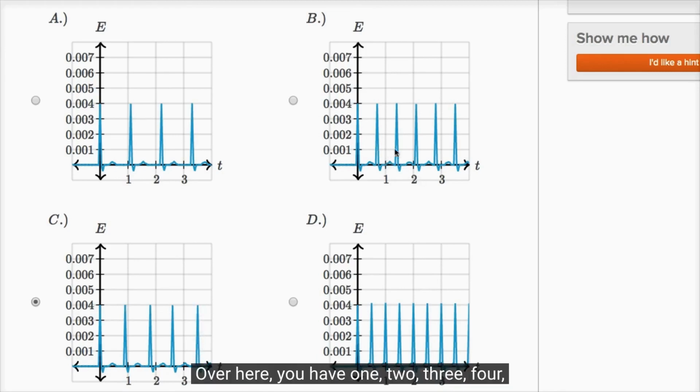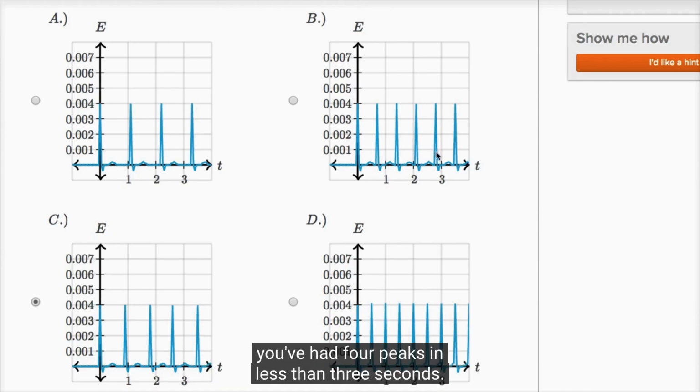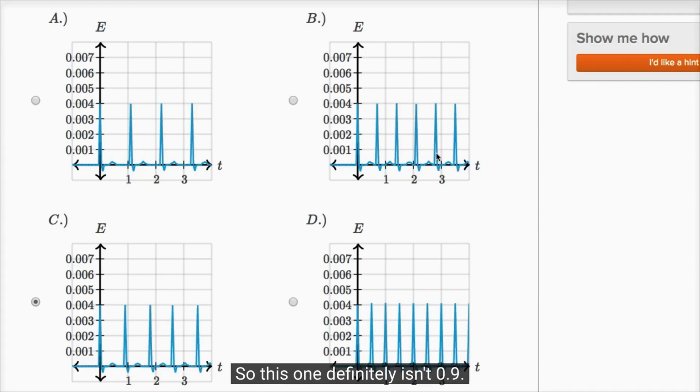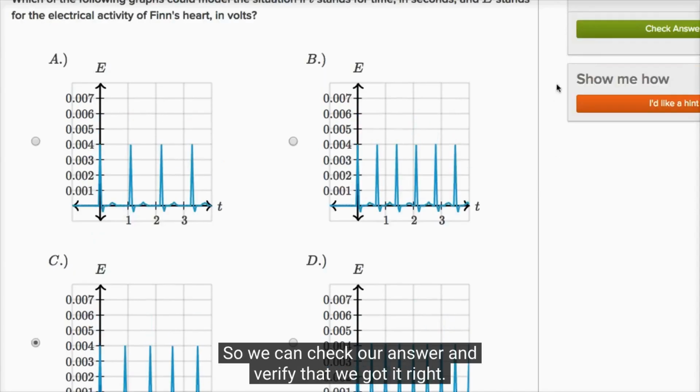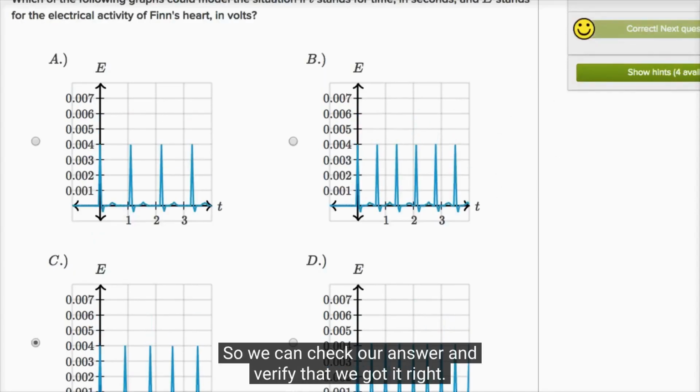Over here, you have 1, 2, 3, 4. You've had 4 peaks in less than 3 seconds. So this one definitely isn't 0.9. So instead of just even forcing yourself to eyeball just between this peak and that peak, you can say, well, if we're every 0.9 seconds, how long would 3 peaks take, or 4 peaks? And then you can actually get a little bit more precise as you try to eyeball it. So we can check our answer and verify that we got it right.